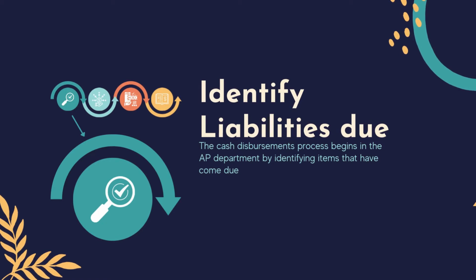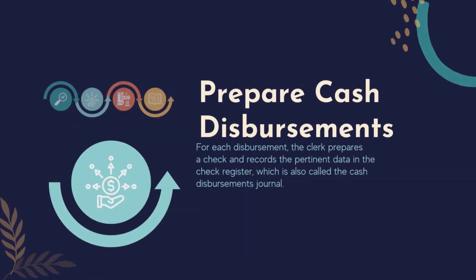The cash disbursements process begins in the accounts payable department through identifying the items or liabilities that have come due. The accounts payable function reviews the open AP file or the vouchers payable for such items or liabilities. Then, the function sends a payment approval in the form of a voucher packet to the cash disbursements department.